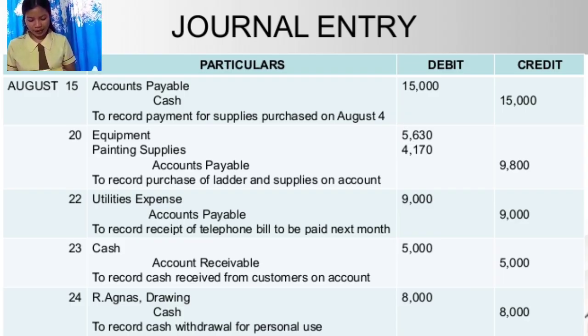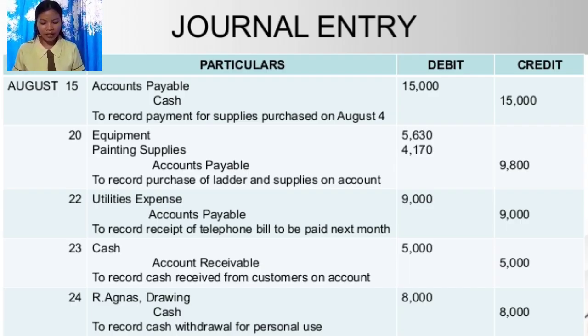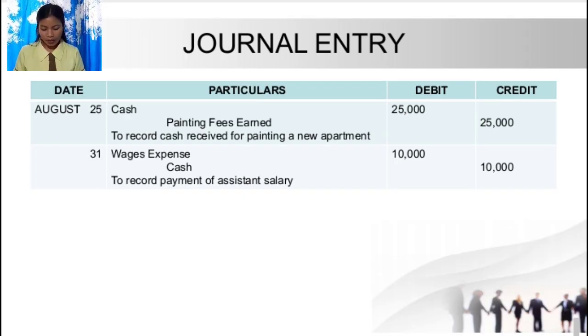Next is August 24. Ramon Agnes withdrew 8,000 cash for personal use. So the debit is R. Agnes, drawing, amount of 8,000, and the credit is cash, 8,000. To record cash withdrawal for personal use. Next is August 25. Received cash for painting a new apartment. So the debit is cash, 25,000, and the credit is painting fees earned, 25,000. To record cash received for painting a new apartment.